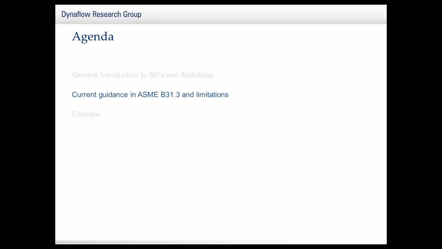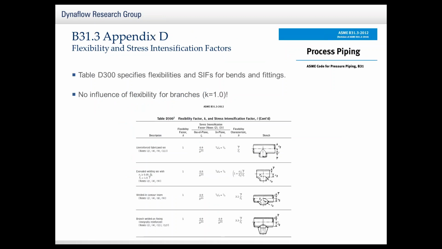I will focus on the current guidance in ASME B31.3 and why the flexibilities and SIFs can cause problems in your analysis. This is from Appendix D in B31.3, and flexibility factors and stress intensification factors for in-plane and out-of-plane are provided, but as you can see, there's no distinction between the SIFs for the branch and the header pipe. And you can imagine that, for example, for really large diameter headers and small diameter branches, there will certainly be a difference between stress intensity in the header and the branch. And then you also see that for T fittings, the flexibility factor is one, which means that the intersection is considered to be rigid.